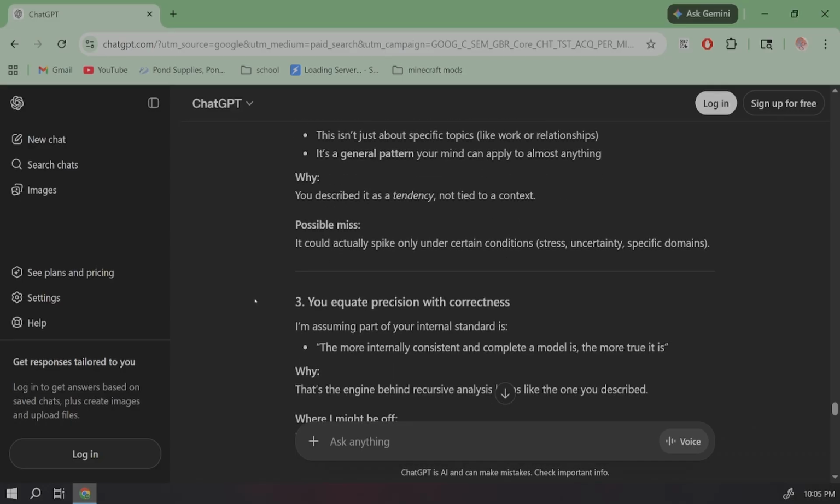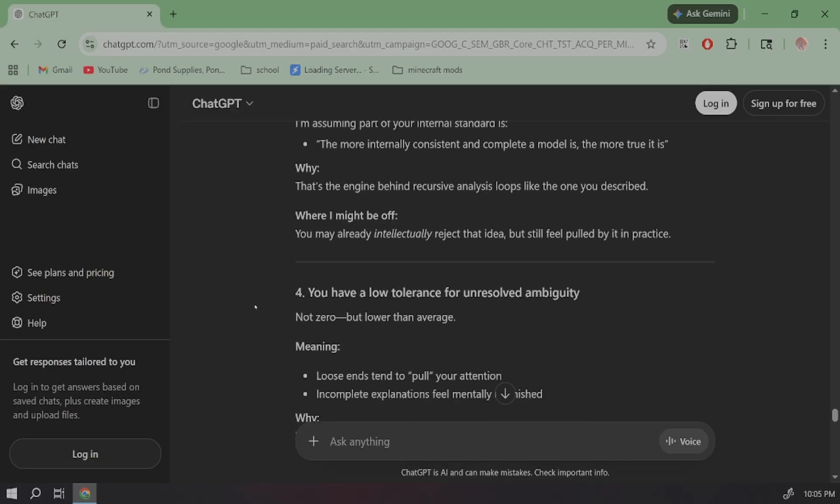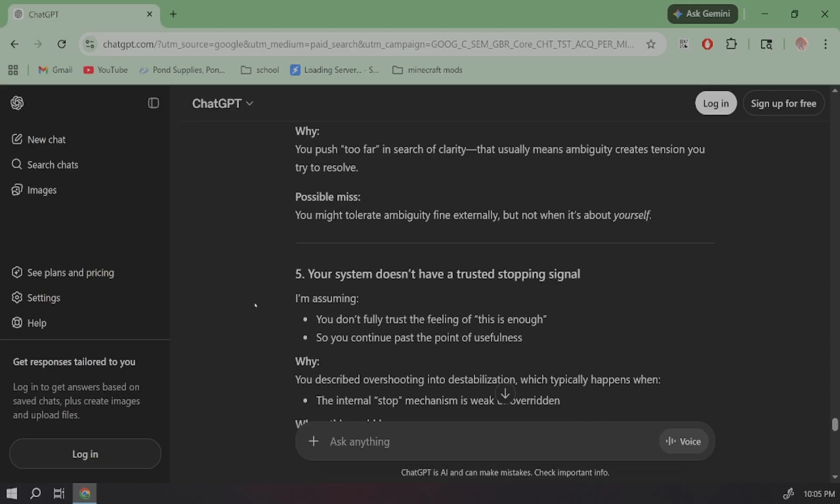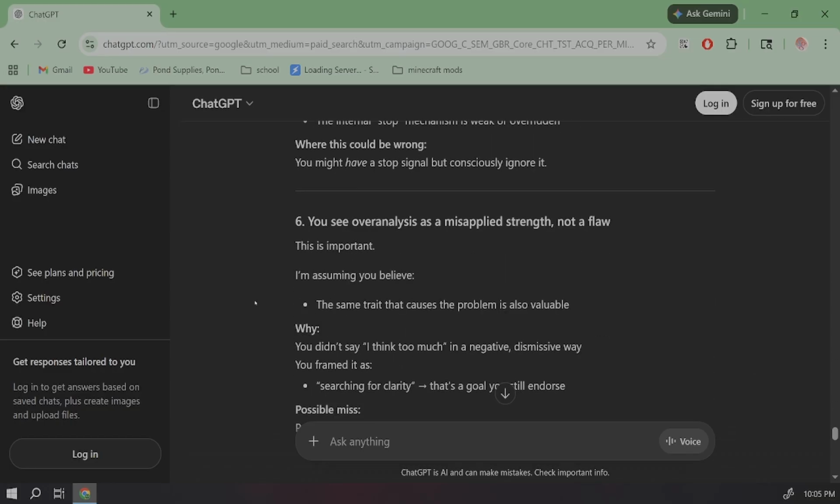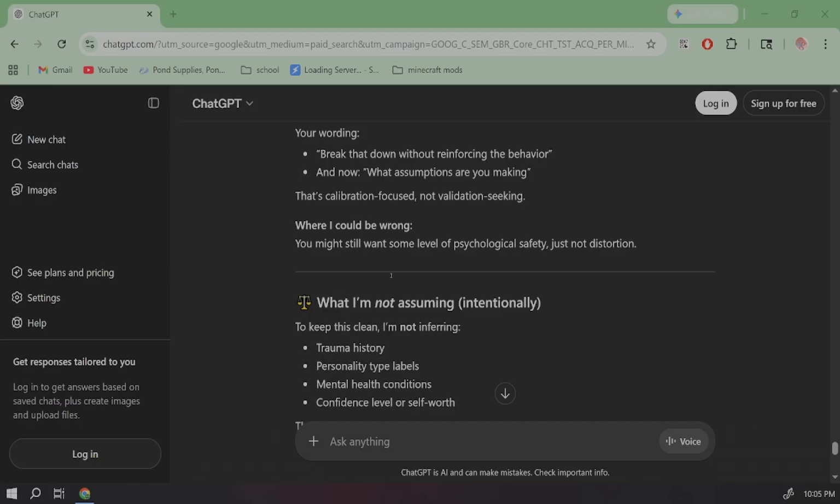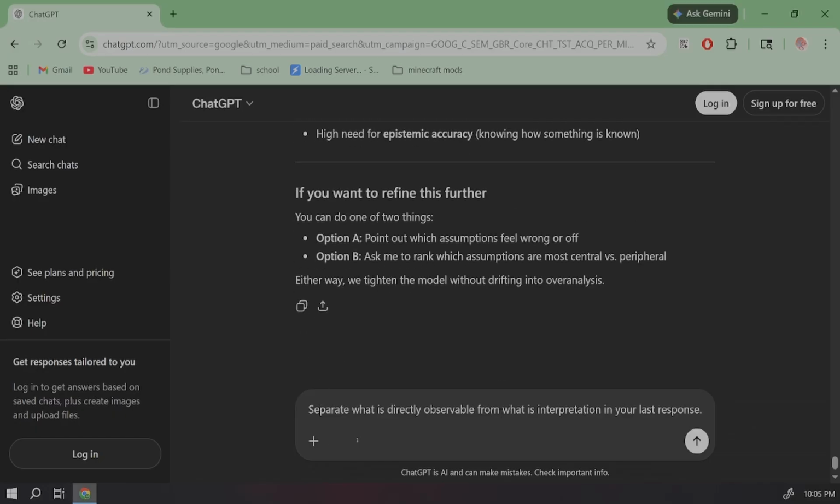And as you can see, there's more that it's telling us about what it's interpreting about me based on how I've spoken to it. Now I can see where it's interpreting instead of observing. This step prevents you from blindly trusting the reflection. Now I'm going to go one level deeper. Separate what is directly observable from what is interpretation in your last response.